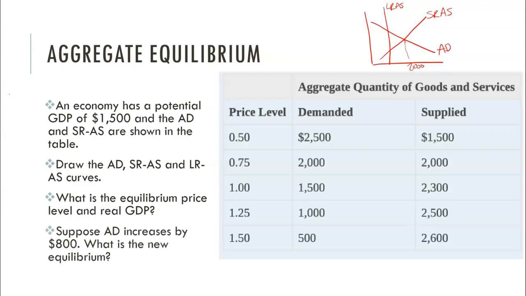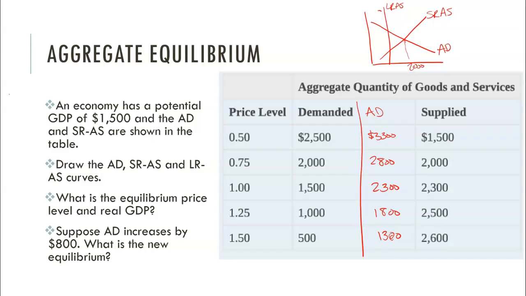Now suppose aggregate demand increases by $800. What is our new equilibrium? So how we figure that out is by taking our aggregate demand and just adding $800 at every level. So here we would get 3,300, and then 2,800, and then 2,300, 1,800, and 1,300. So when you have a table and aggregate demand is increasing by a certain value, you just add that value to each spot.